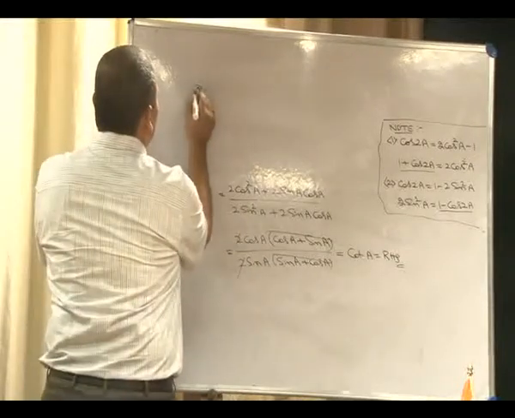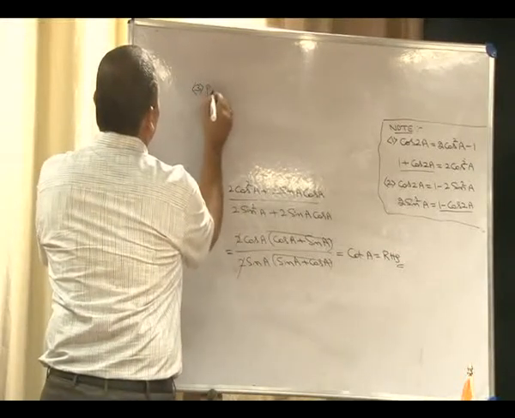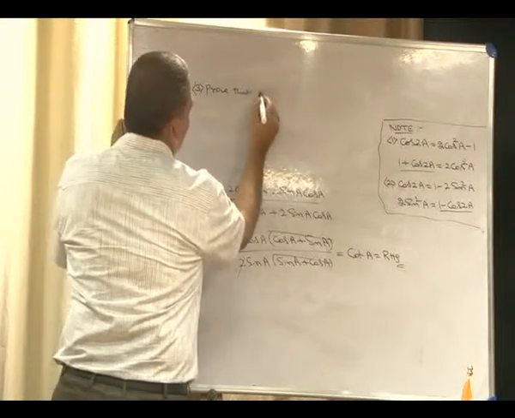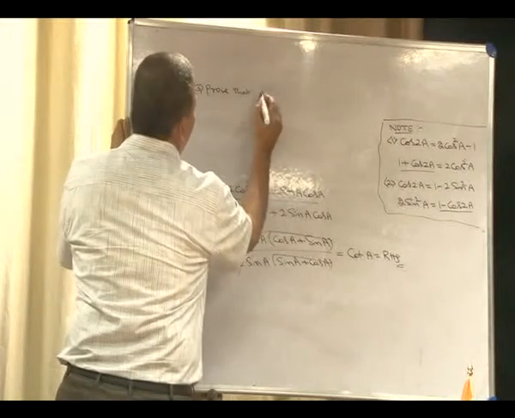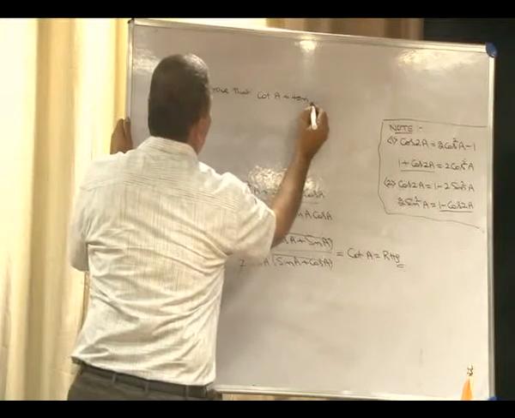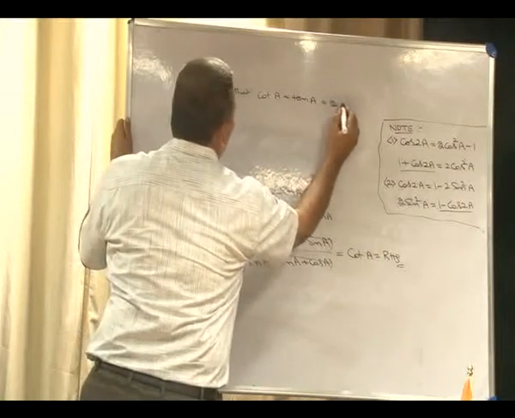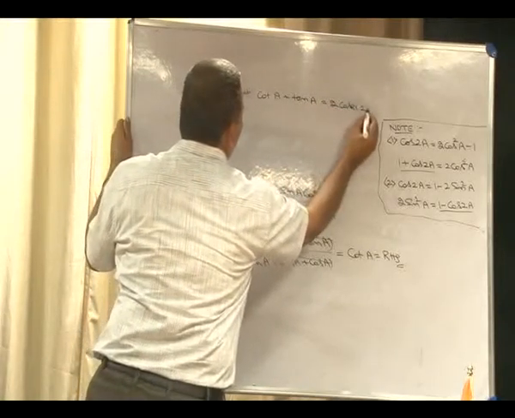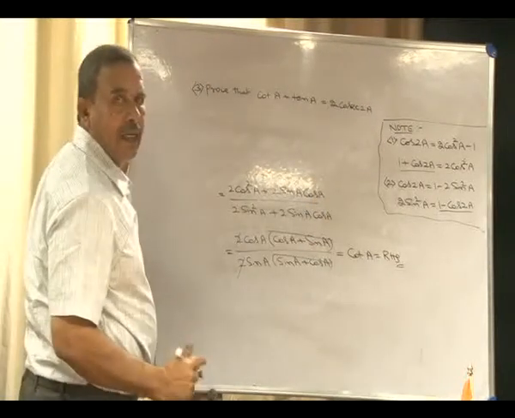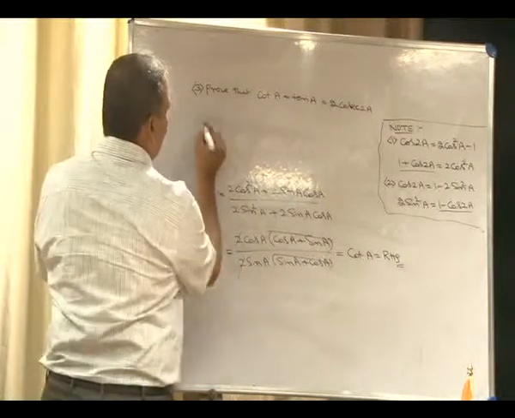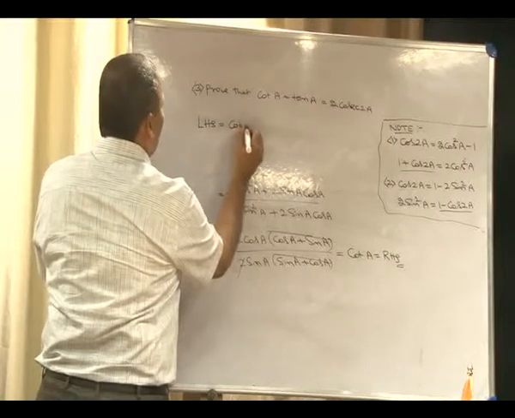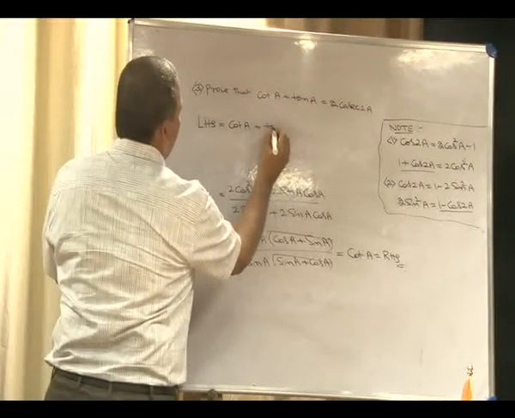The next problem is prove that cot a plus tan a equal to 2 cosecant 2a. Cot a plus tan a equal to 2 cosecant 2a. LHS equal to cot a plus tan a.